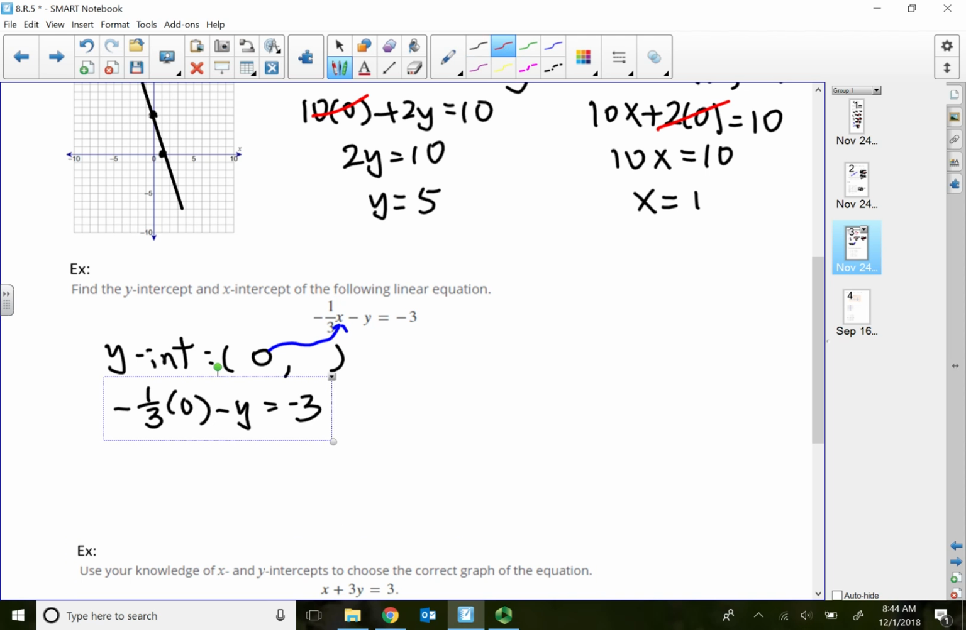Be careful here. Negative 1/3 times 0 is 0, so that term is gone. So what's left over for the left side is a negative y equal to negative 3. So now when I divide both sides by negative 1, my y value will be 1. So (0, 1) is my y-intercept.